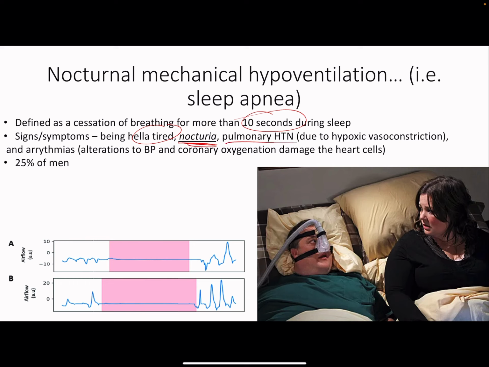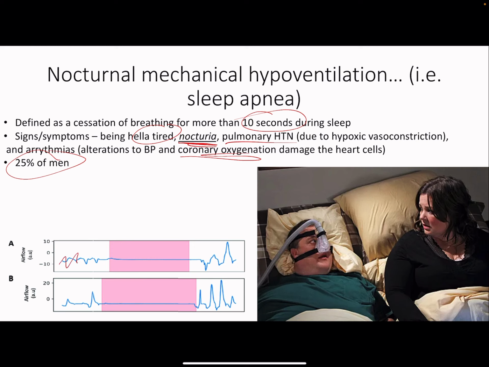Pulmonary hypertension due to the hypoxic vasoconstriction, but also the hypoxemia is going to induce hypoxia of the heart. So coronary oxygenation is going to be limited, alterations to blood pressure. Yeah, tons of heart issues are associated with sleep apnea. 25% of men, it's very common in larger obese males.